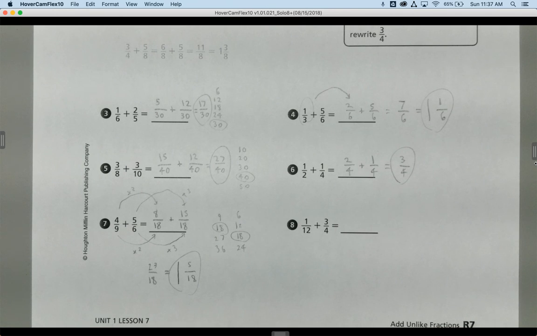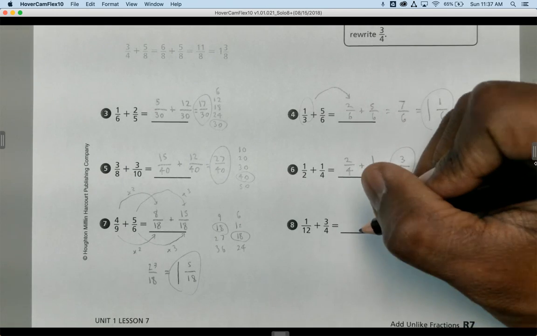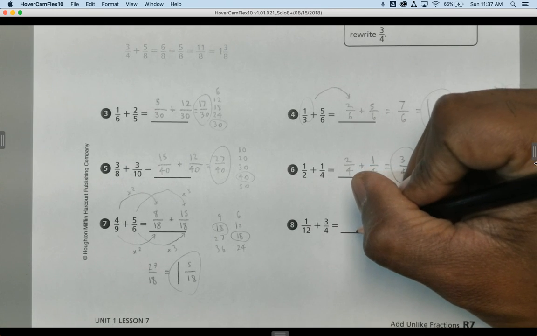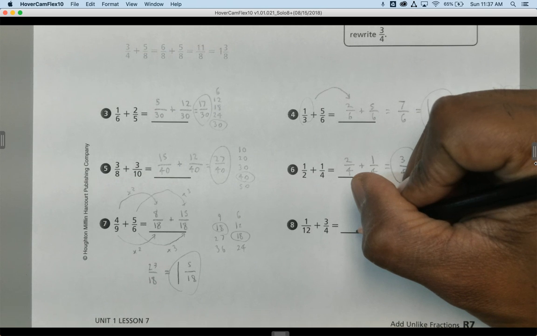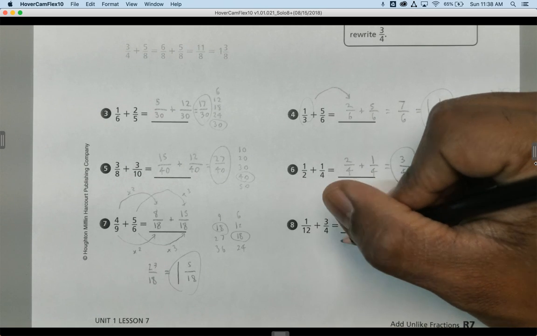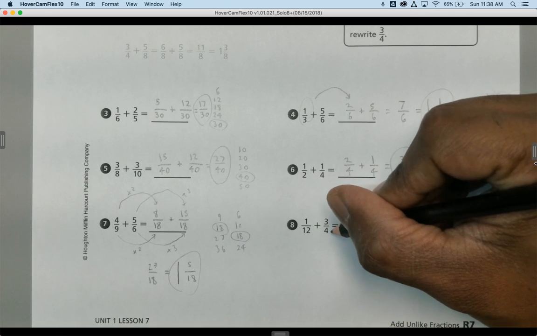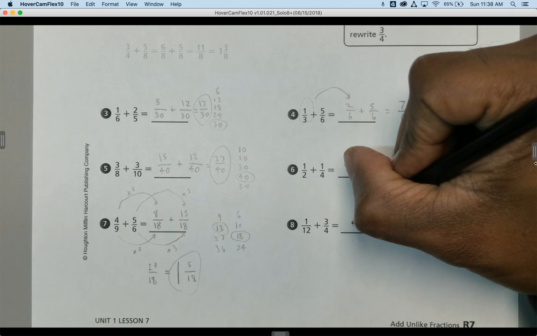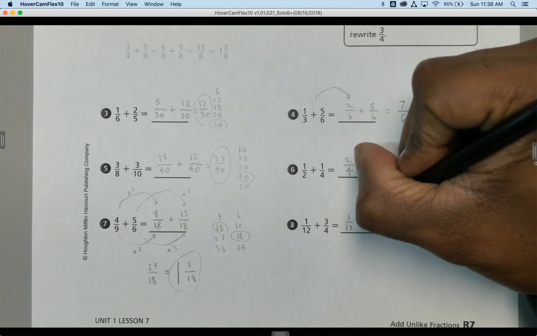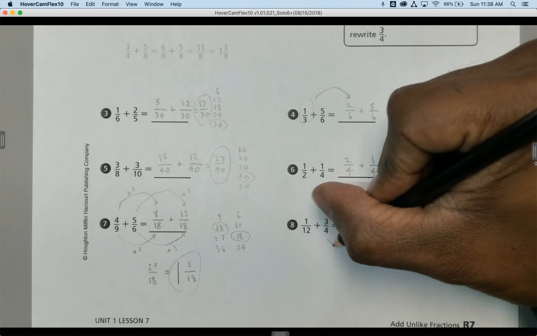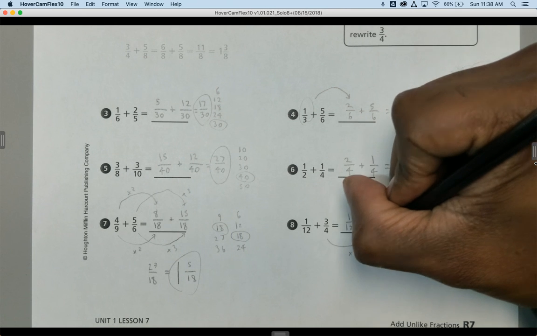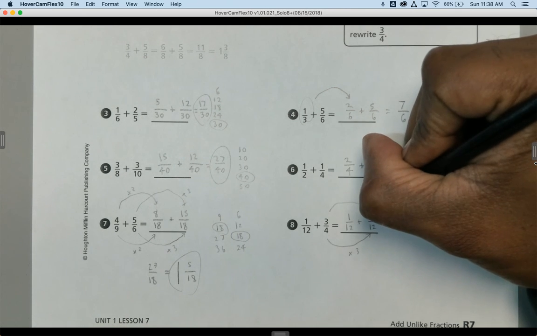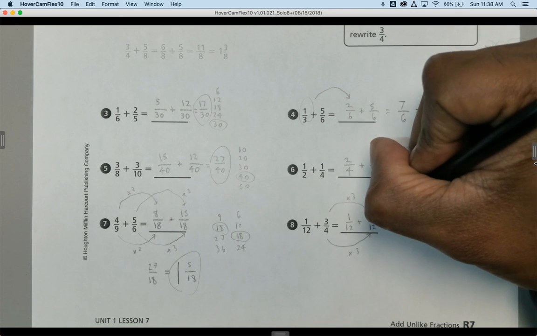And finally, problem 8. Denominators are 12 versus 4. Will 12 work for 4? Yes, it will. I'll leave 1/12 alone. I'll rewrite 3 over 4 as something over 12. What I do to the bottom, multiply by 3, I must do to the top. Multiply by 3, 3/4 becomes 9/12.